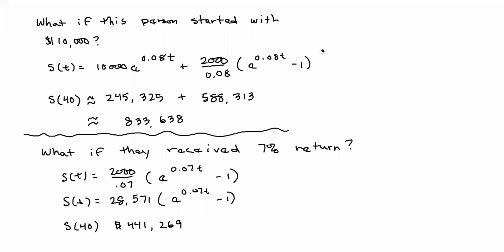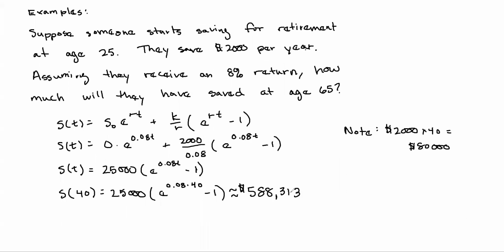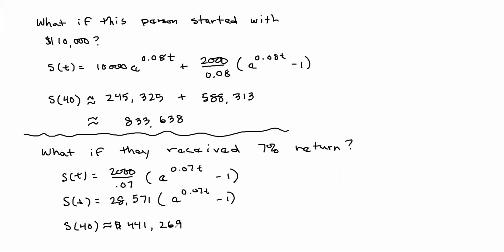And so how can you interpret that result? With 7% instead of 8%, we went from 588,000 down to 441,000. So that's a significant decrease. Interest rate is important. The return that you get is important when it comes to investments. You could model other scenarios, like what if you got a 5% return instead of an 8% return, and you'll see significant decreases in the amount of money that you have. So yes, interest rate matters a great deal.